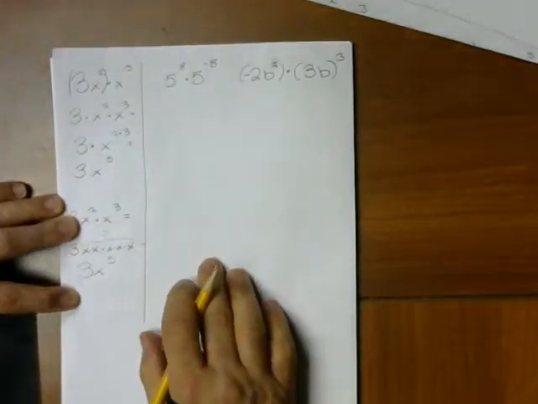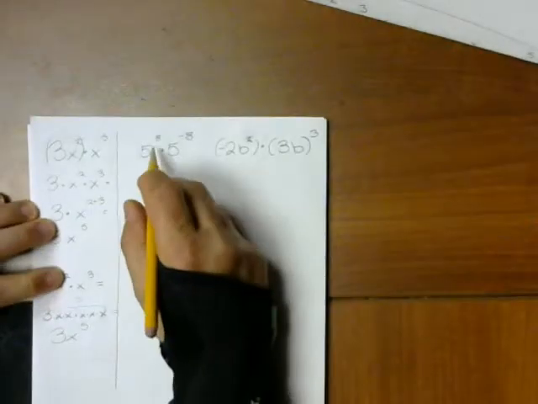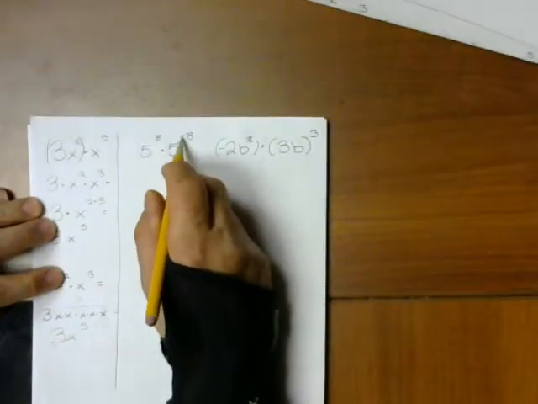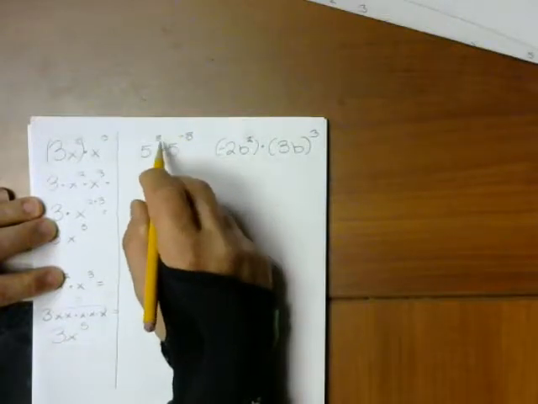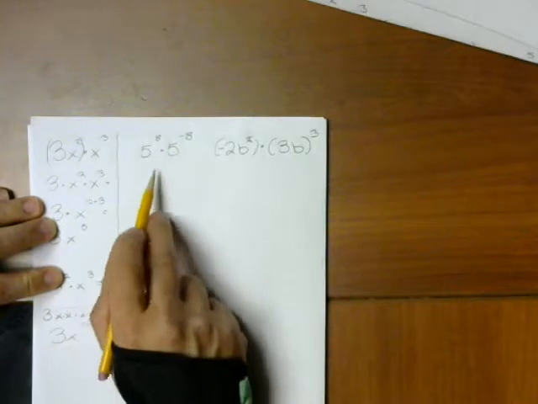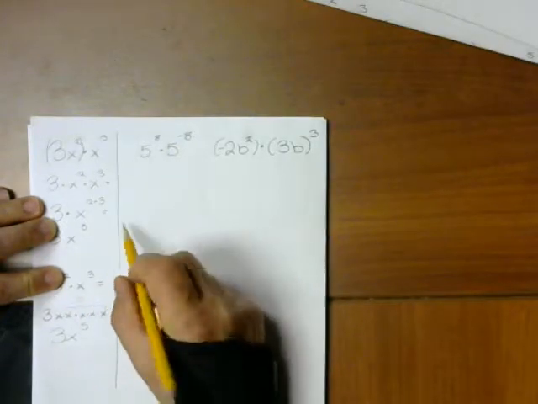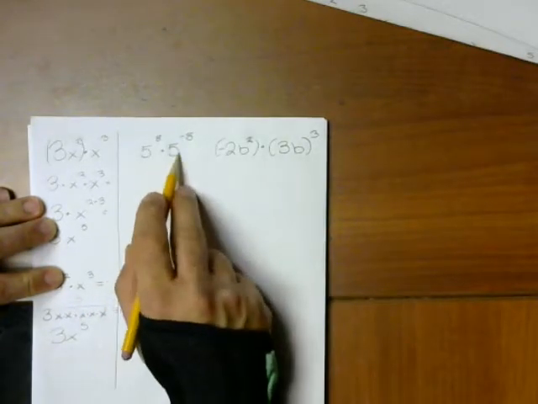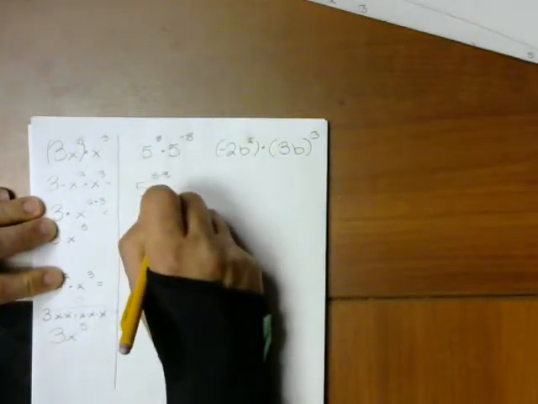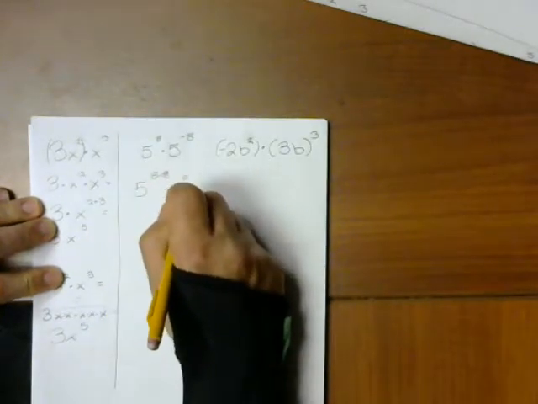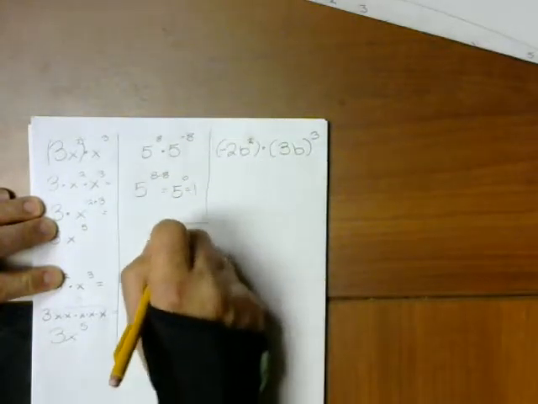Okay, this next one's really nice. 5 to the 8th power times 5 to the minus 8th power. Well, remember, a to the m times a to the n is a to the m plus n. So I can just add the exponents as long as I have the same base here and here. Okay, so how do I do that? Well, I'm done, because this is 5 to the 0th power, which is 1. Boom.